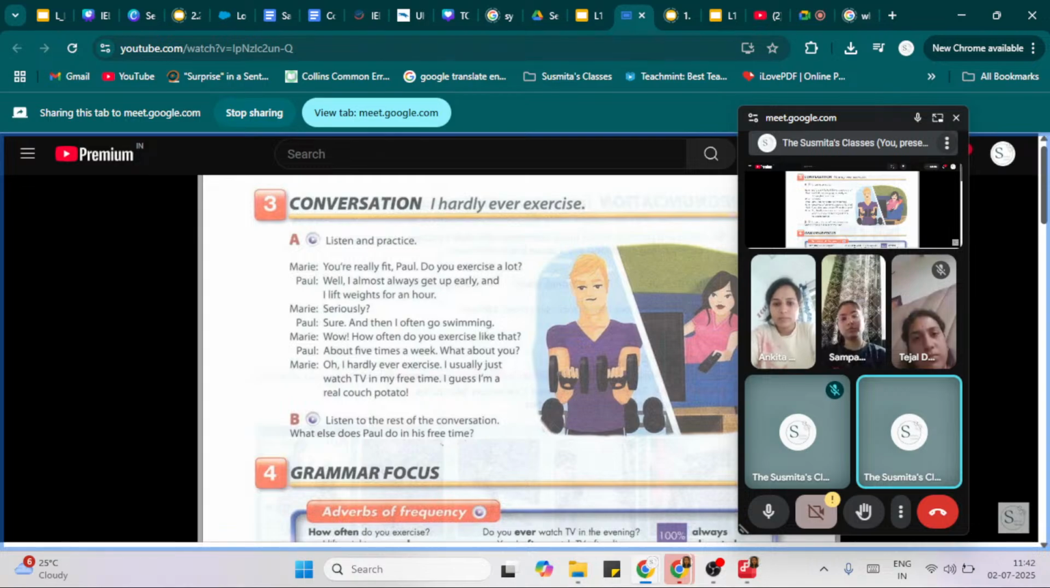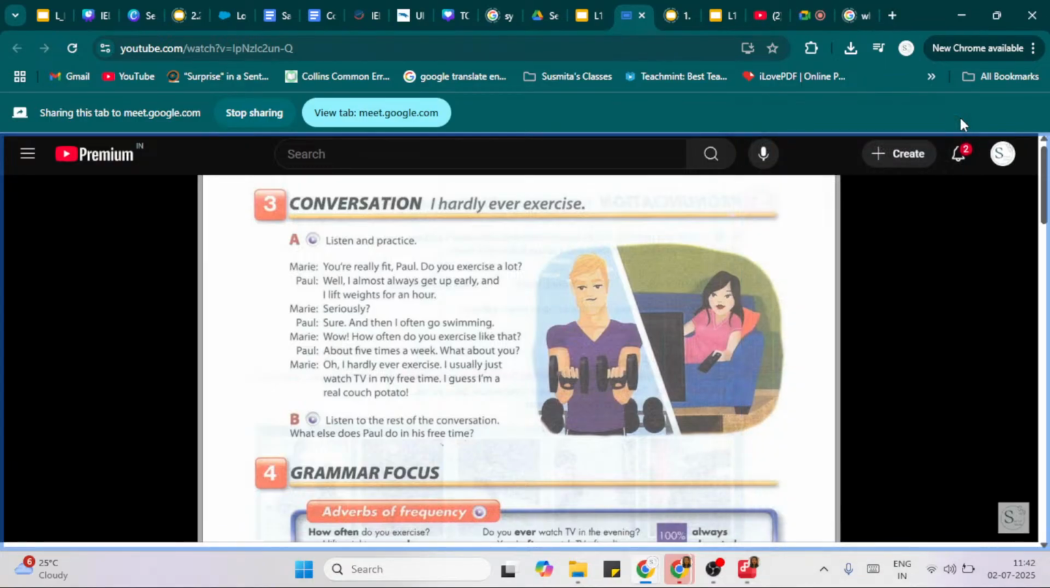Exercise 3, Conversation. I hardly ever exercise. Part A, Listen and Practice. You're really fit, Paul. Do you exercise a lot? Well, I almost always get up early, and I lift weights for an hour. Seriously? Sure. And then I often go swimming. Wow. How often do you exercise like that? About 5 times a week. What about you? Oh, I hardly ever exercise. I usually just watch TV in my free time. I guess I'm a real couch potato.